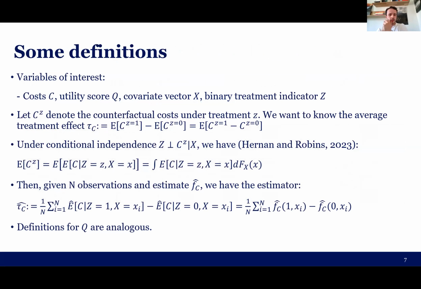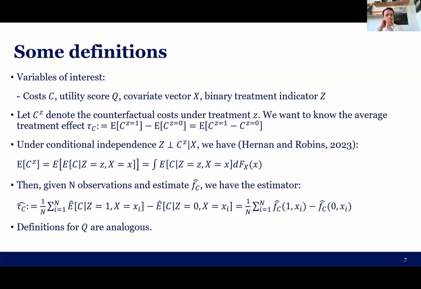Before proceeding, I just need to get a bunch of definitions out of the way. So in the rest of the presentation, there will be some variables, which are the cost C, the utility score Q. That's typically going to be a quality, but it could also be something else. Then there are some covariates X, which are potentially confounders. And there's a binary treatment indicator Z, which is either 0 or 1.